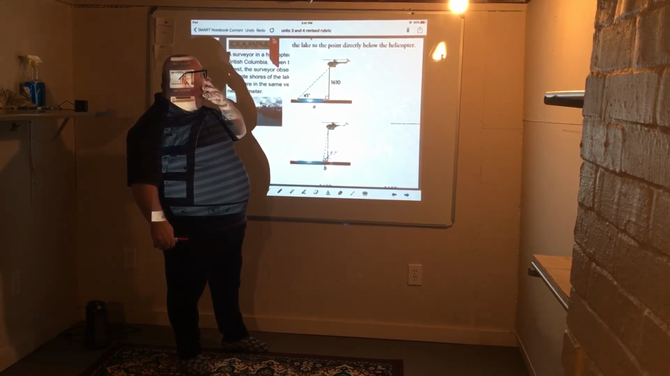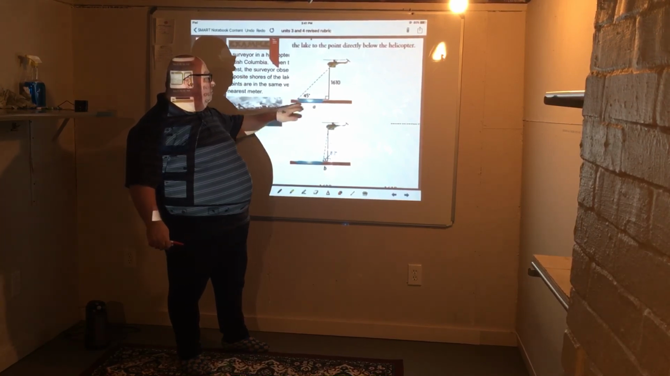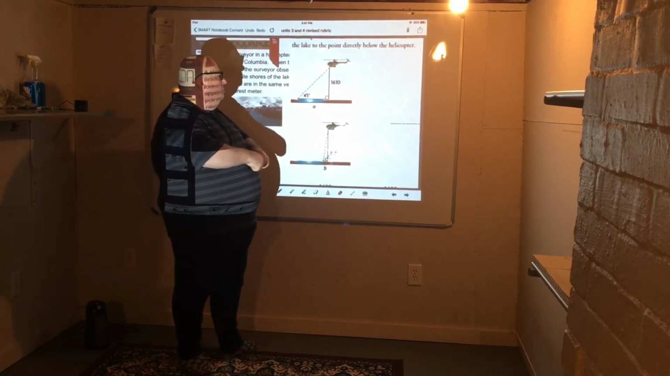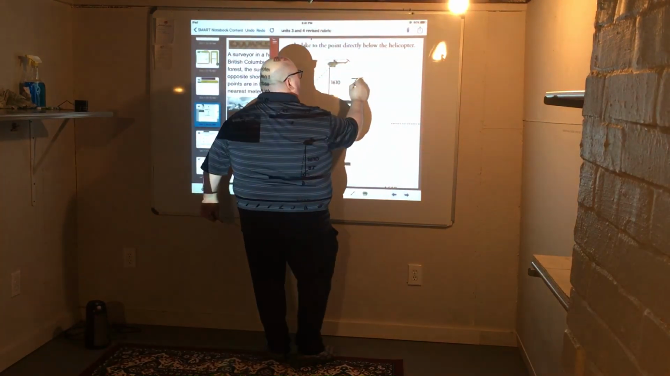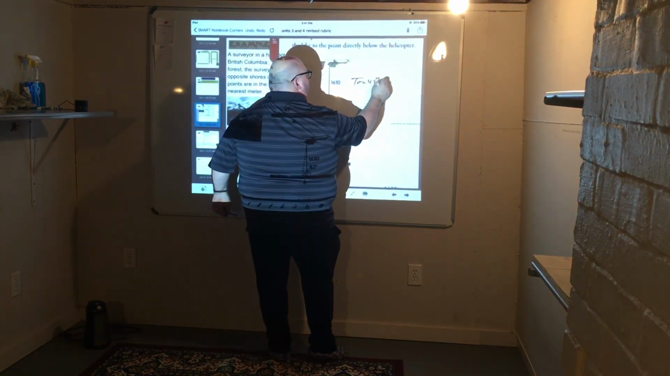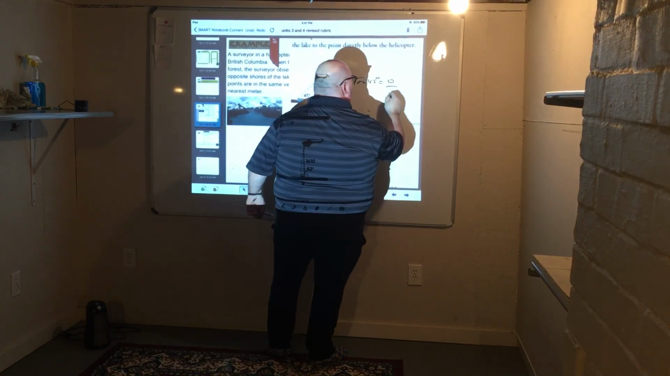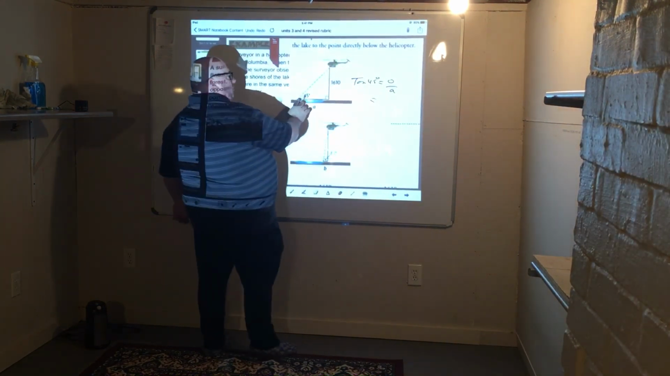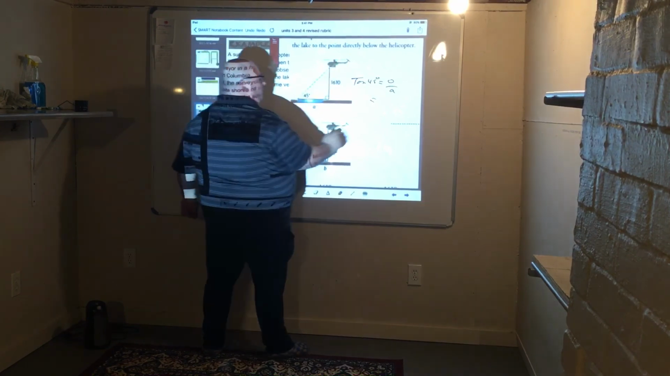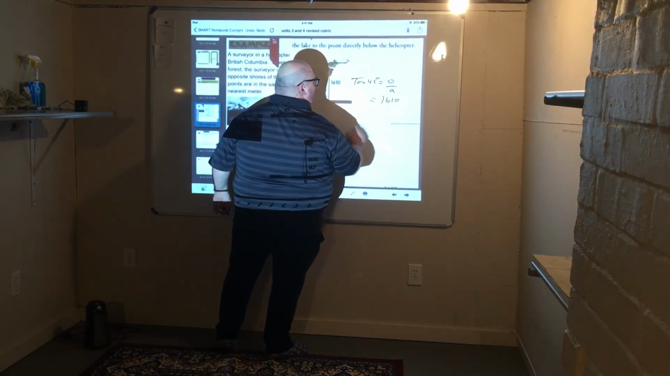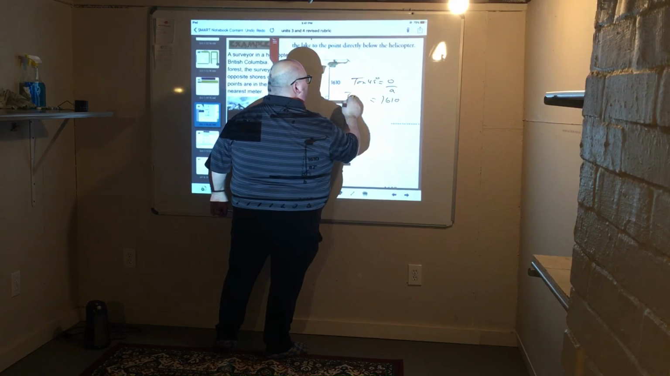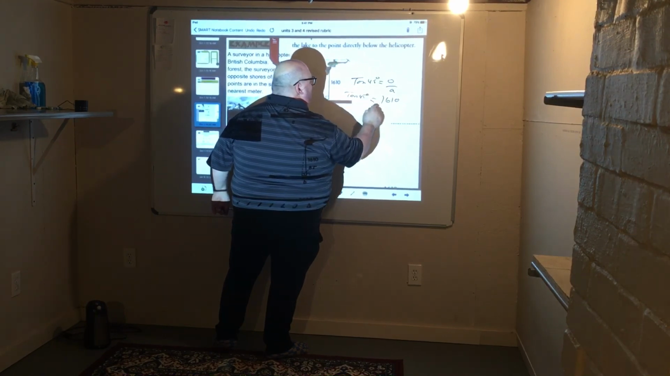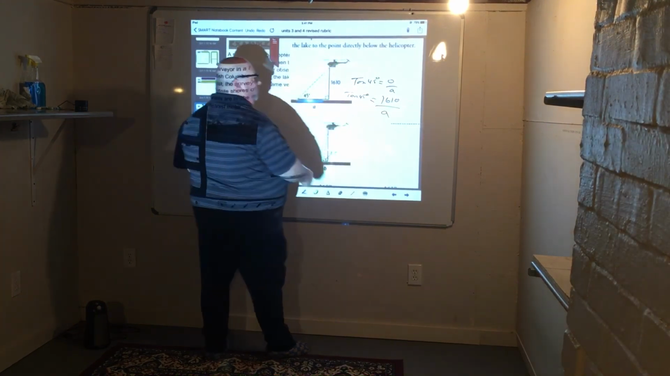So they wanted to find the tan of 45 degrees, which is equal to the opposite over the adjacent. So in this case, the opposite was 1610. Tan 45 is equal to A, right?